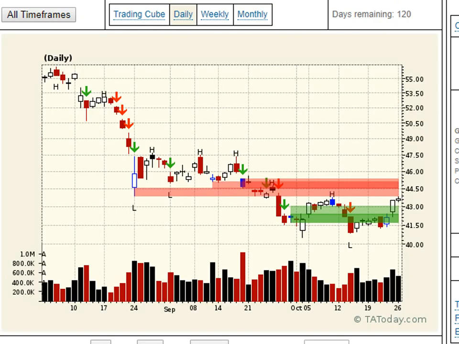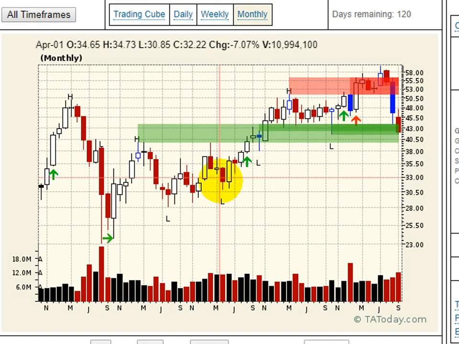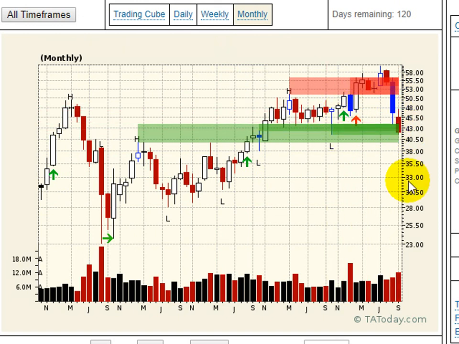I'll just pop over there. So let's click on the monthly and go there. And on the monthly, you can see what we were just talking about, right? Some sort of a long-term uptrend, and then some sort of a rolling over starting to take place again.